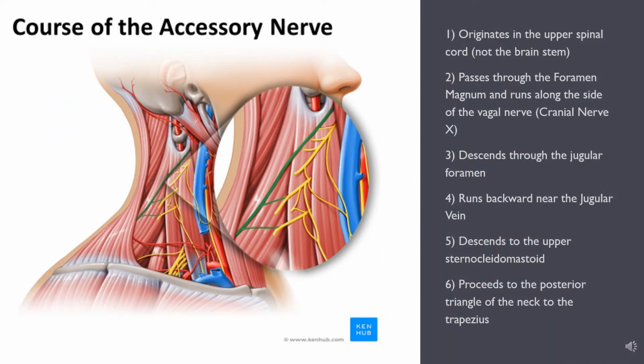The course of the accessory nerve originates in the upper spinal cord, not the brainstem, then passes through the foramen magnum and runs along the side of the vagal nerve. Then it descends through the jugular foramen, then it runs backward near the jugular vein, descends to the upper sternocleidomastoid, and finally proceeds to the posterior triangle of the neck to the trapezius.